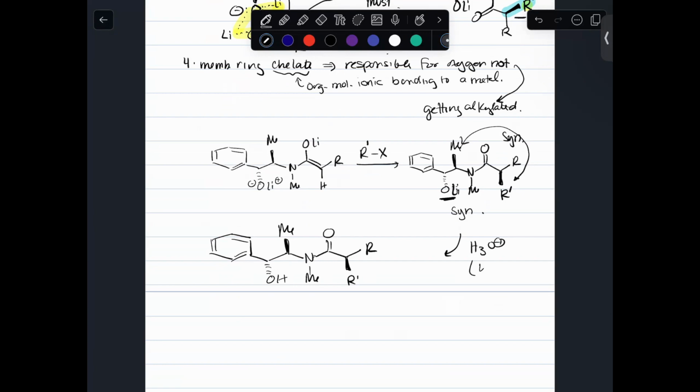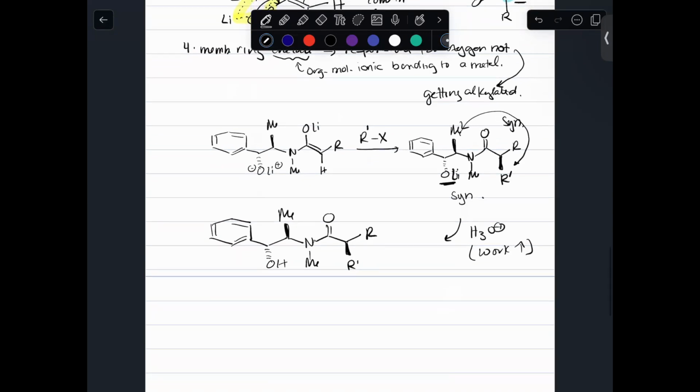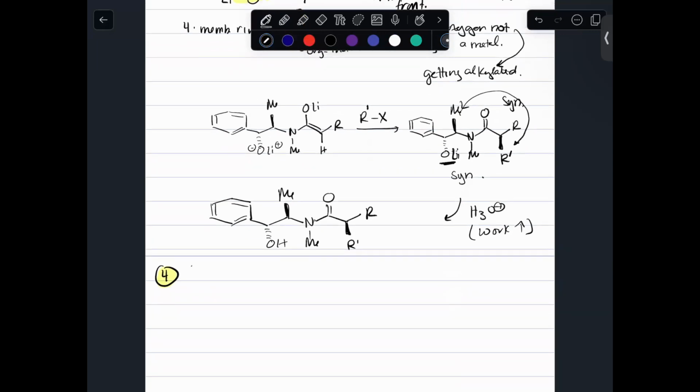So this is all a reaction. And then, of course, your workup. If you've all done research, which you all seem to be doing research, you know that you just work it up and then you protonate and you can get your organic molecule back out. So that's step 3, alkylation of your enolate. Step 4, which is the final step, just like with David Evans oxazolidinones, is removing your pseudoephedrines.